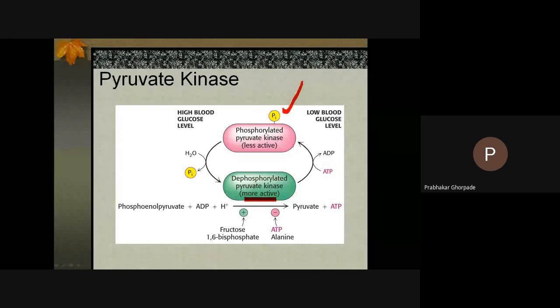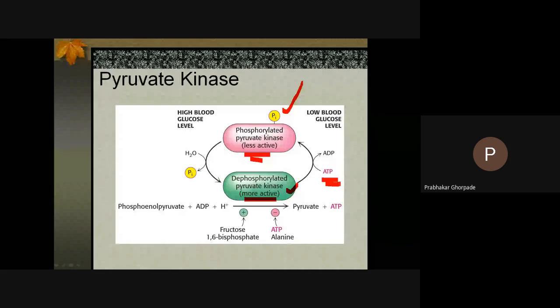Now this is a phosphorylated pyruvate kinase, and this one is less active. It has less activity. So the most active form is the dephosphorylated form. In the condition in which ATP is low, this enzyme is active. If ATP is high in the body, then this enzyme is inactive. ATP in the form of energy is already there, so we don't want to produce more energy.